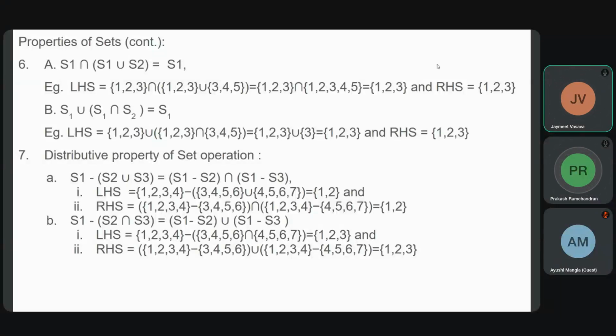The seventh one is the property of the set and distribution. Same, the LHS and the RHS of both sides of the equation have been proved with the help of the set examples.